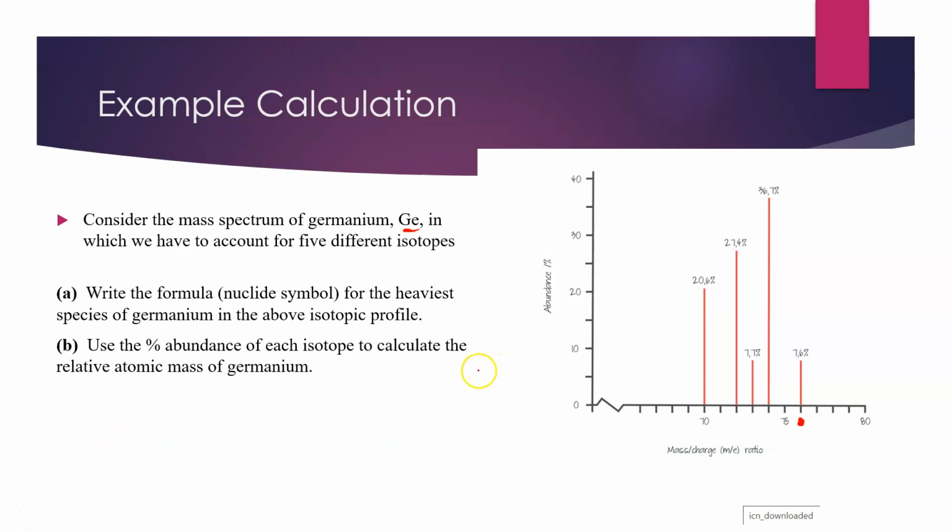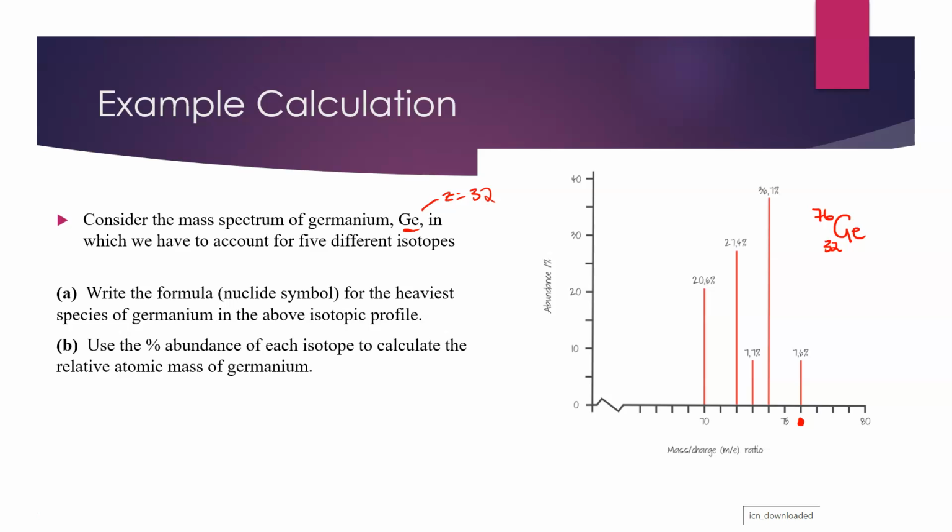So checking our periodic table, we will see that germanium has an atomic number of 32, it's element 32. And now we want the heaviest isotope, so that's going to be germanium 32, our atomic number at the bottom, and we said that 76 was the mass of our heaviest isotope.